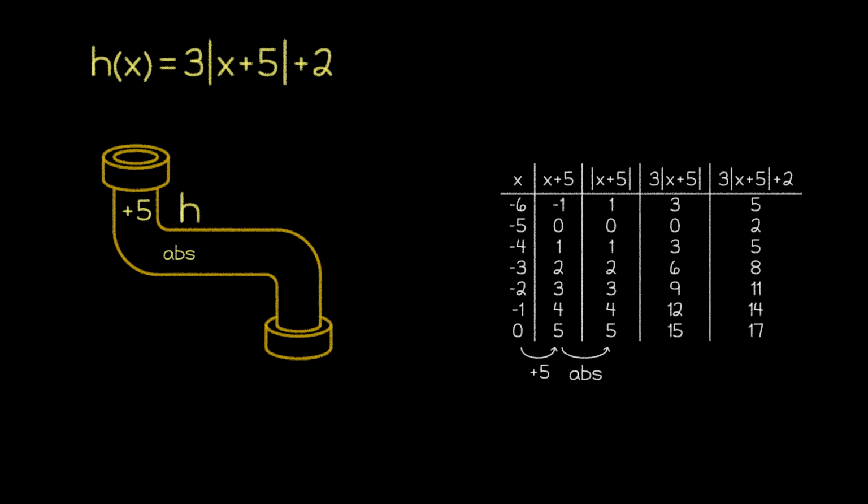From there, our next 2 steps are to multiply by 3 and to add 2. And once we add those steps into our machine, we've completed our goal of converting our function notation into a function machine.